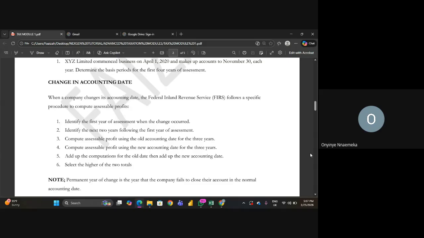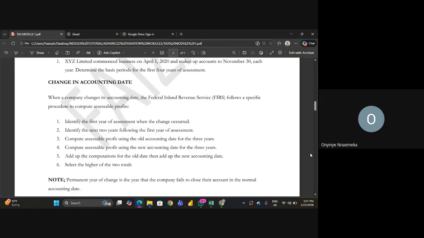So now as tax consultants, your clients want to change the accounting date and they have come to you and say, our tax consultant, please, we want you to change the accounting date. What are you supposed to do? We have steps that you are going to follow. So for this change in accounting date, there's no new or old rule.